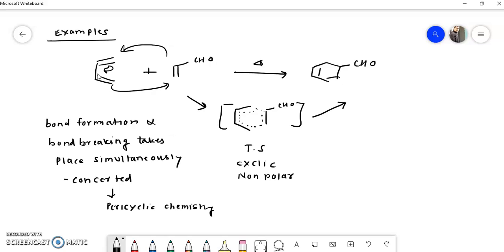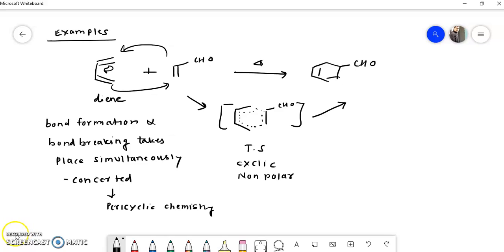The reaction is between this diene component and this dienophile. Now how is the flow of electrons? The diene is an electron-rich species, so first the flow of electrons is from diene to dienophile, and then from dienophile to diene, like this, to form the cyclic adduct via a cyclic transition state which is non-polar. So this is one example.